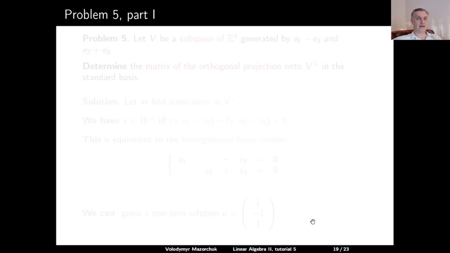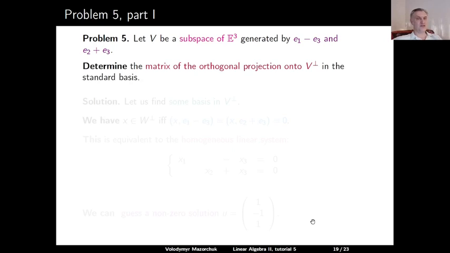Problem 5. Let V be a subspace of E3 generated by the vectors e1 minus e3 and e2 plus e3. Determine the matrix of the orthogonal projection onto the orthogonal complement to V in the standard basis. Again, orthogonal projection, if we want to compute it, we need an ONB. So let us find some basis in the orthogonal complement to V.